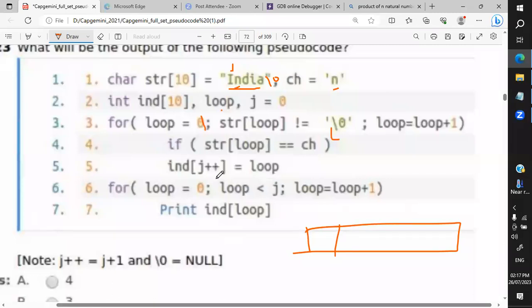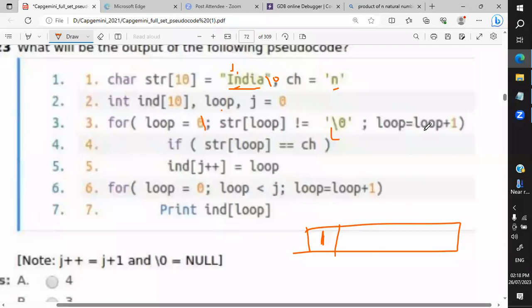IND of 0 will become plus plus. Initially, there are no values. That means we have to consider i equals to loop. What is the loop variable? At which index did we find n? Index 1. At i loop equal to 1. That means 1 will be stored here. That's all.